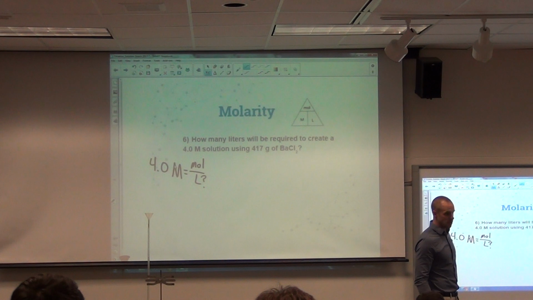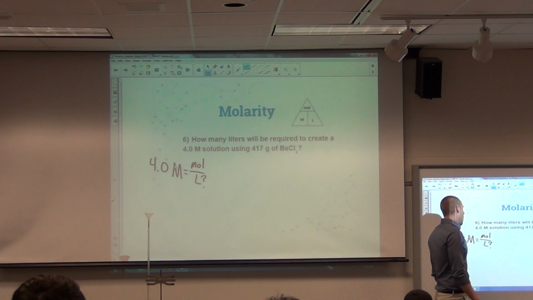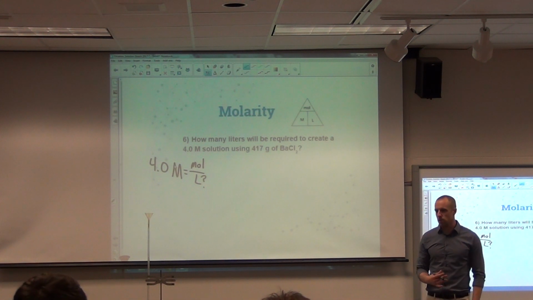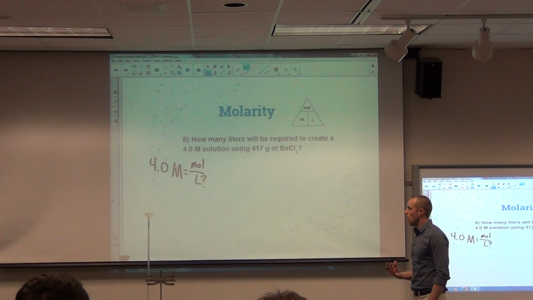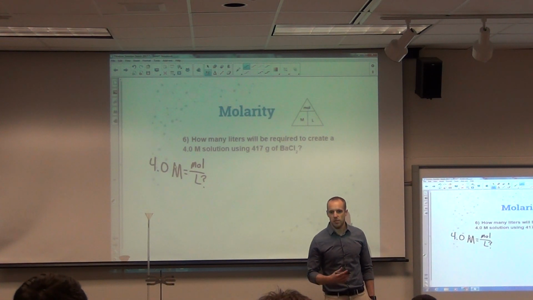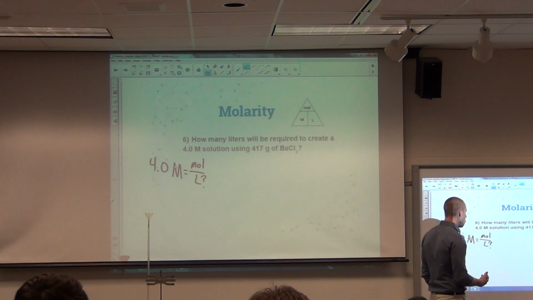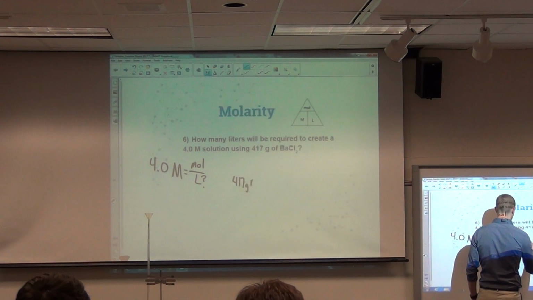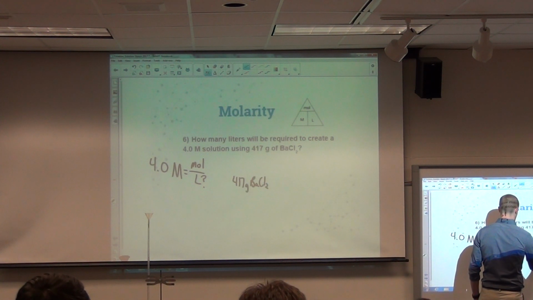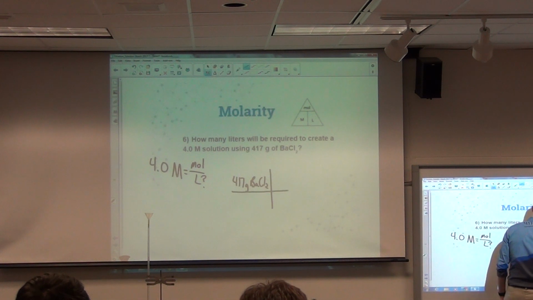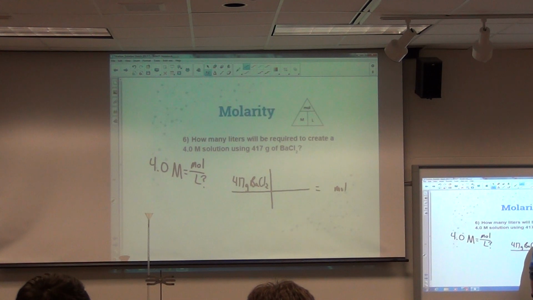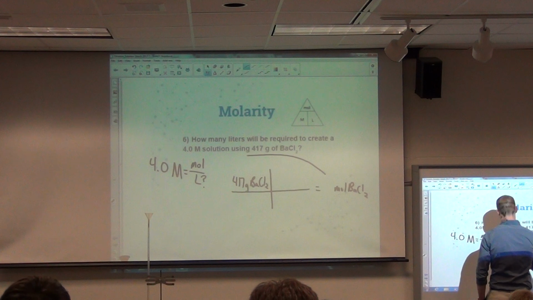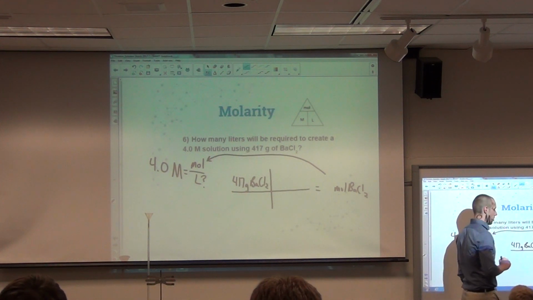We have a certain number of grams. Before we can figure out the number of liters, we need to figure out how many moles of barium chloride we have in 417 grams. So we're going to have to set up a T-chart where we're starting at 417 grams of barium chloride. The answer that we get here is going to be in moles of BaCl2. That answer is what's going to get plugged into our equation over here.